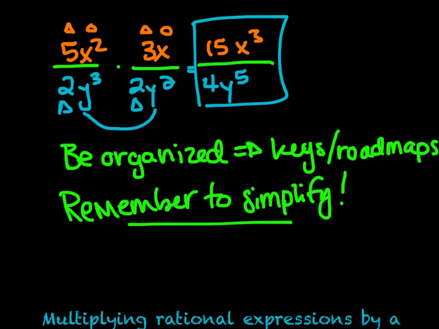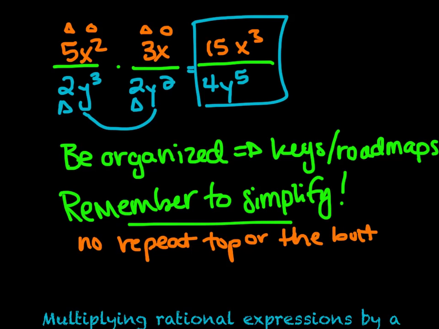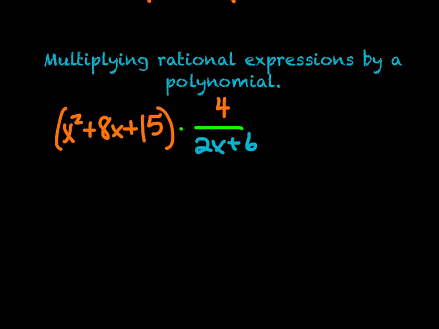So remember to simplify and check everything. Make sure there's nothing repeated. We don't want any repeats in the top or the bottom parts of our equation. Okay, so if there's something in the top, there should not be that same thing repeated in the bottom in any way, shape, or form. So let's go on to our next part.